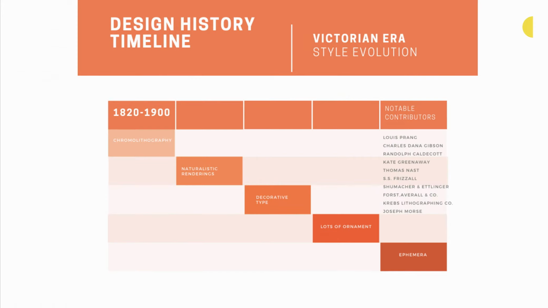With this chapter, we begin our design timeline. The Victorian era lasted from 1820 to 1900. You can see here that I've listed the style characteristics as well as notable contributors. This information is also listed in your syllabus.